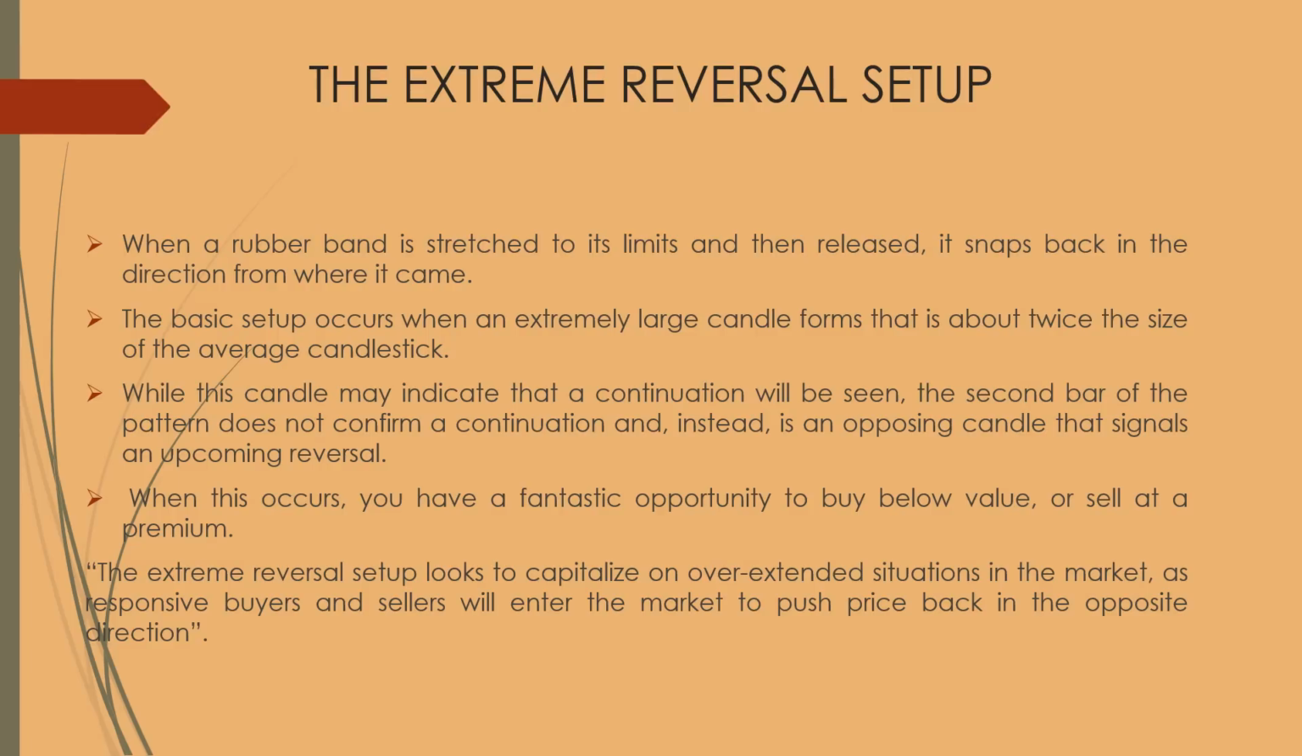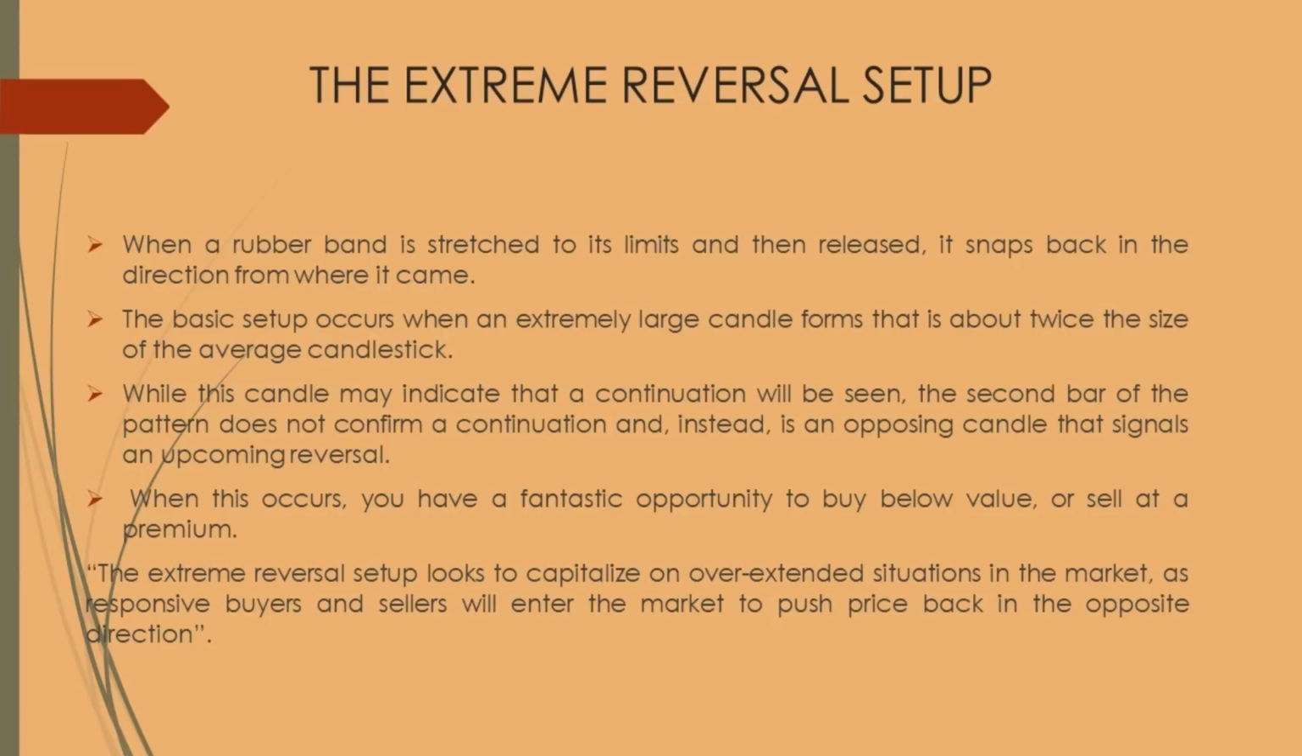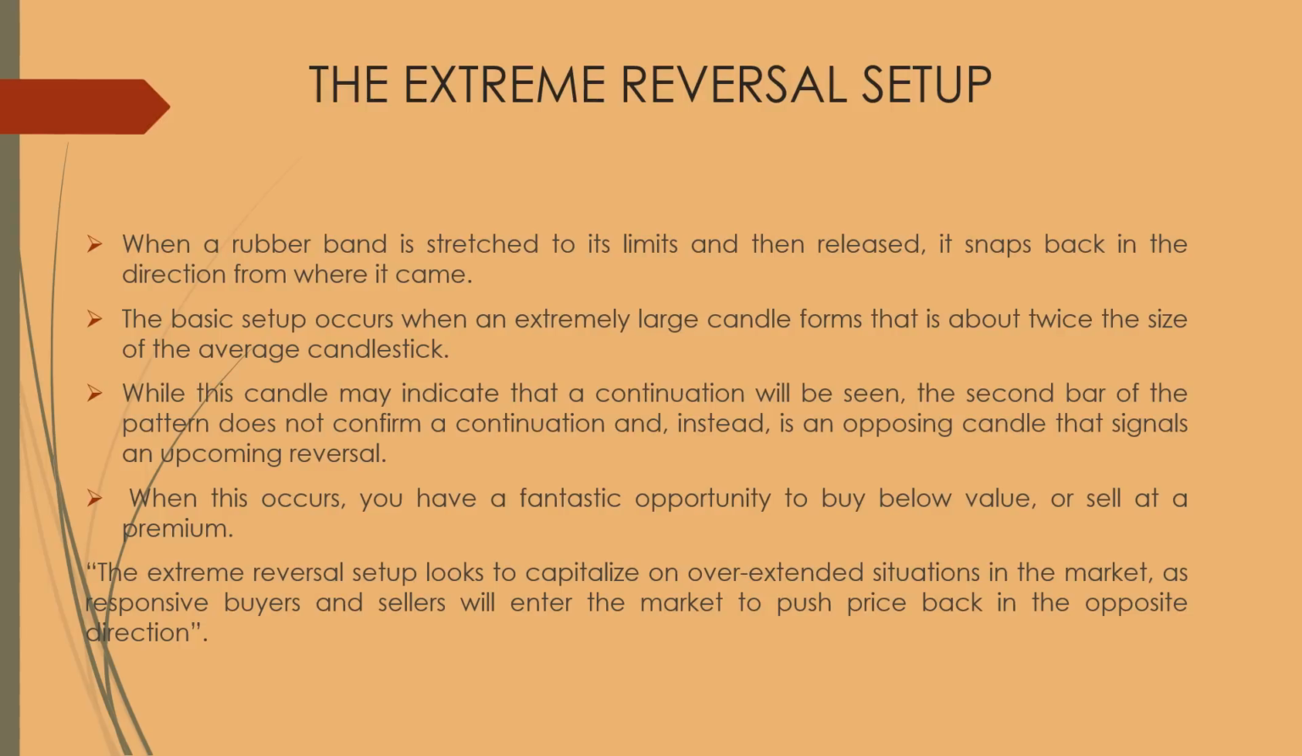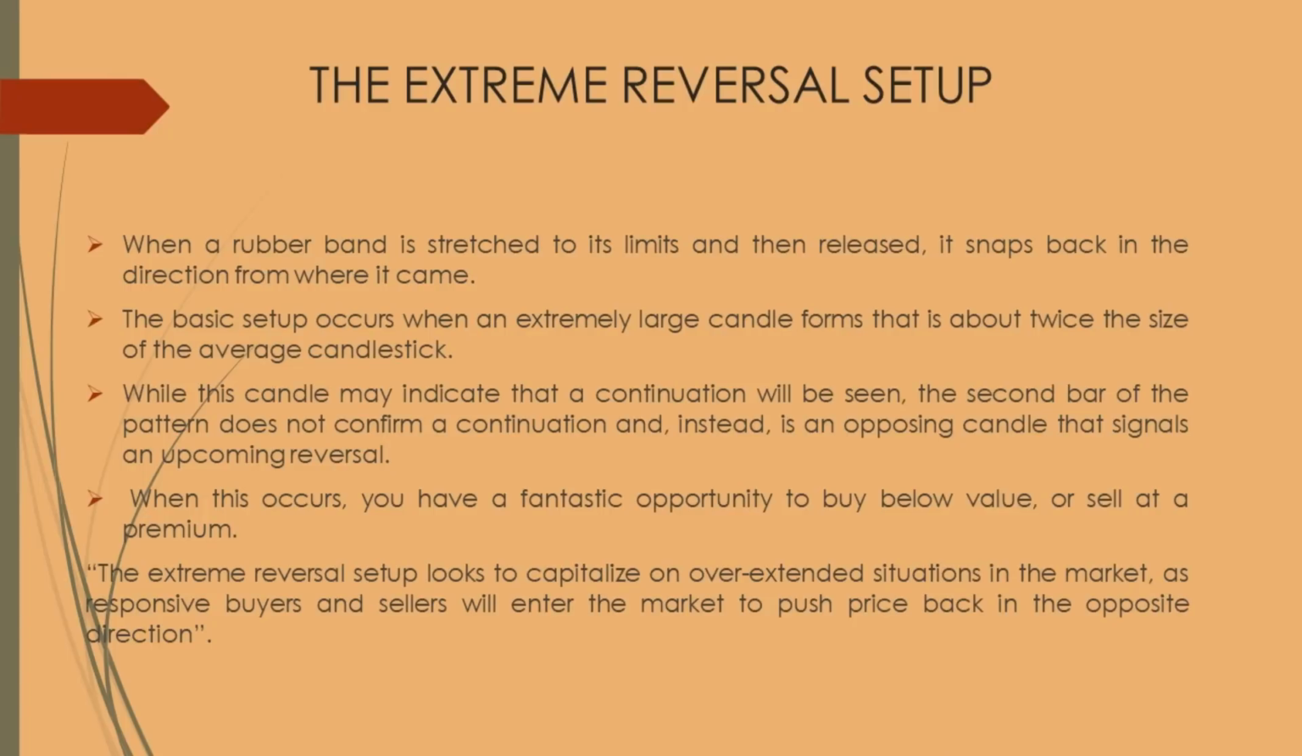The basic setup occurs when an extremely large candle forms, that is about twice the size of the average candlestick. While this candle may indicate that a continuation will be seen, the second bar of the pattern does not confirm a continuation and instead is an opposing candle that signals an upcoming reversal. When this occurs, you have a fantastic opportunity to buy below value or sell at a premium. The extreme reversal setup looks to capitalize on overextended situations in the market, as responsive buyers and sellers will enter the market to push price back in the opposite direction.